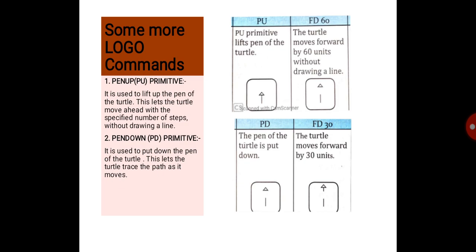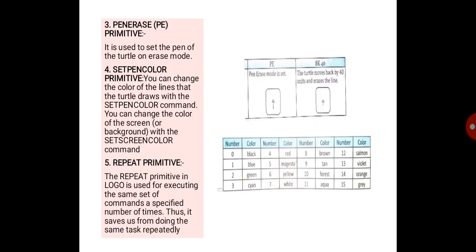Now the pen down primitive. Pen down primitive is used to put down the pen of the turtle. This lets the turtle trace the path as it moves. The short form of pen down is PD. I hope you all understand. I have also given the example in the picture.